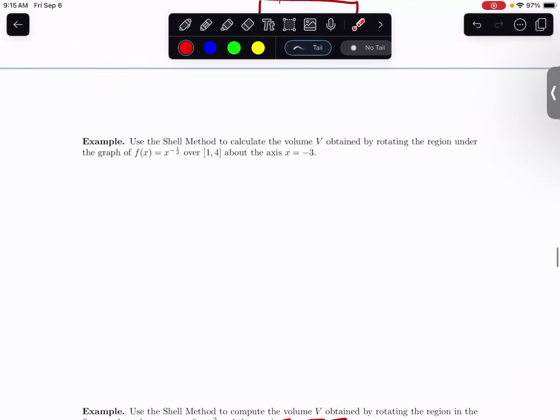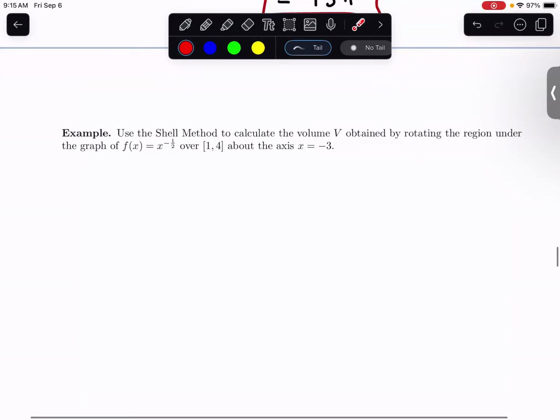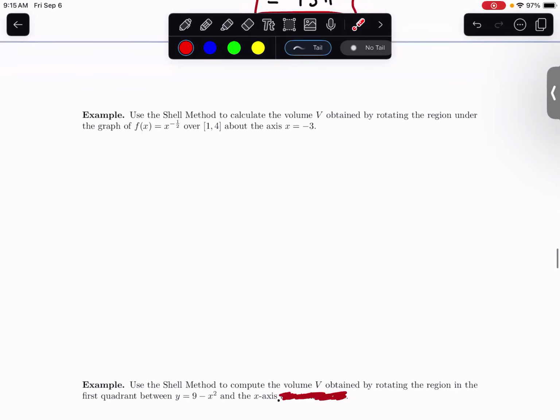So maybe work on this one. Try setting up this integral for the next 5 minutes or so on your own or with people around you, and then we'll go over it together. So just try setting this thing up over the next couple of minutes. And if you have any questions, just raise your hand and I can help.